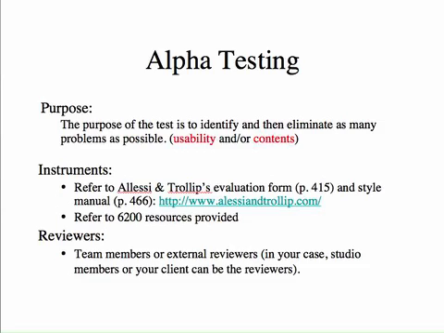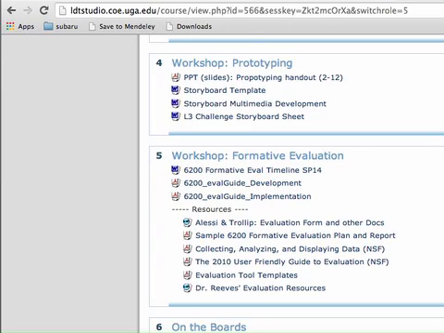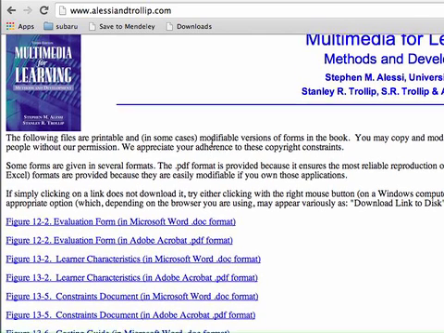If you want to get a sense of all the different factors that play into usability and content, the evaluation form in Alessi and Trollip is a really good one. And it's not just the book that will provide this resource. Alessi and Trollip have an online resource that's excellent for this. So I'm going to flip over to that right now. If you go to the LDT Studio website, there's a link to this, or you can just go to alessiantrollope.com. But it's this evaluation form and other documents. And that looks like this.